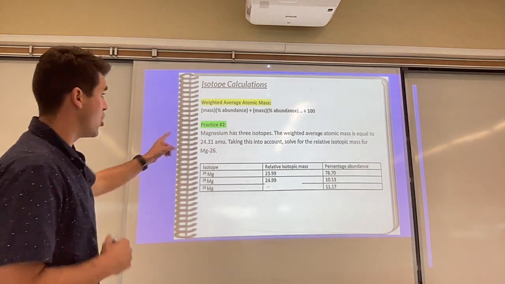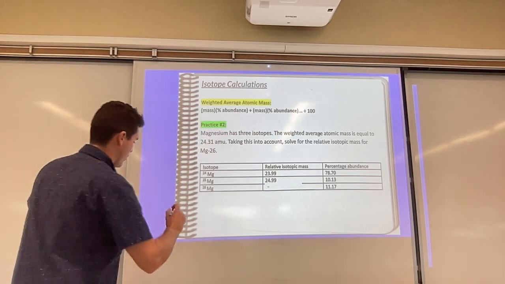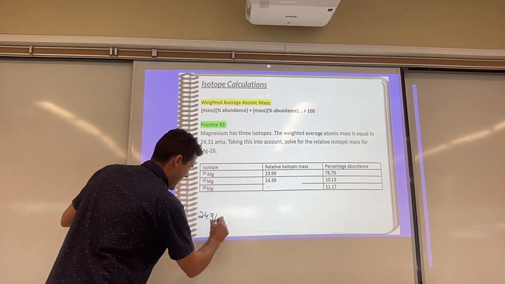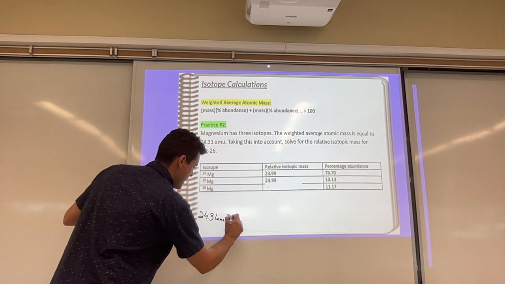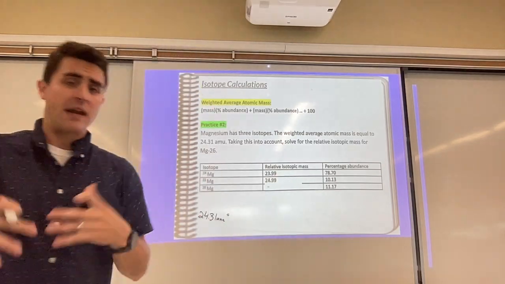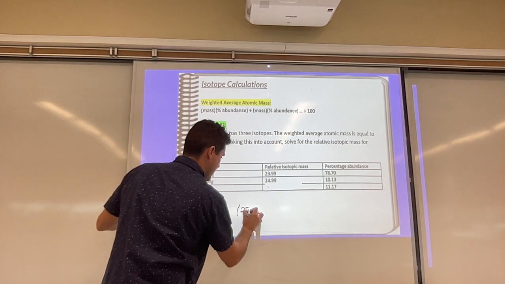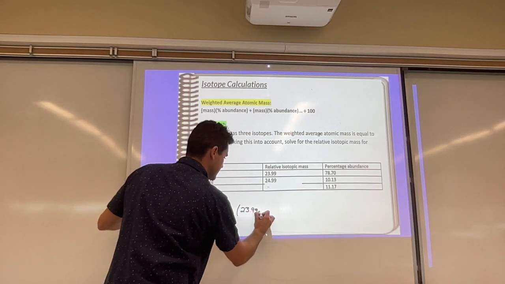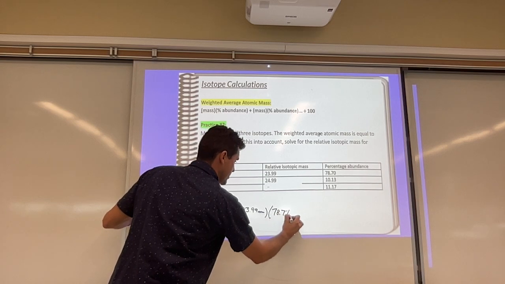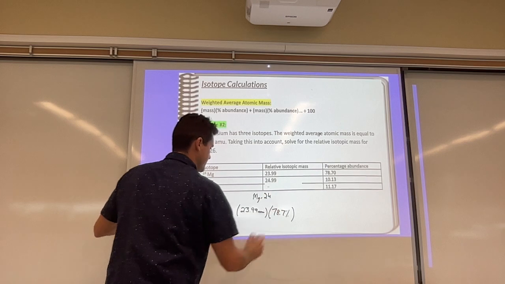The first thing I'm told is I know the average atomic mass to be 24.31. That's interesting. So 24.31 AMU is my answer, but that's equal to all the isotopes' average masses added together divided by 100. So let's look. Magnesium 24 has a mass of 23.99 AMU. 78.7% is its abundance. This is magnesium 24 that we're accounting for right now.